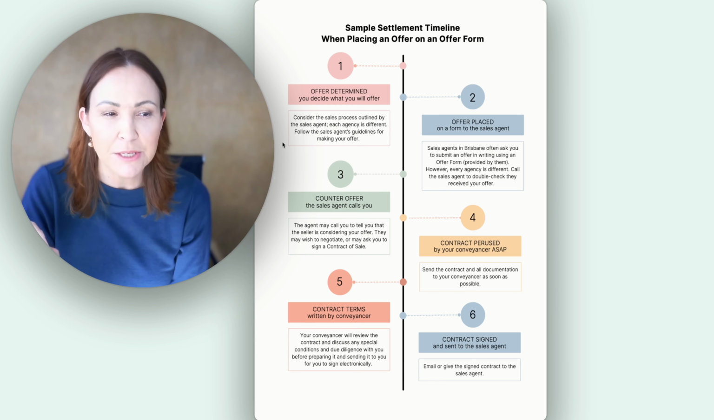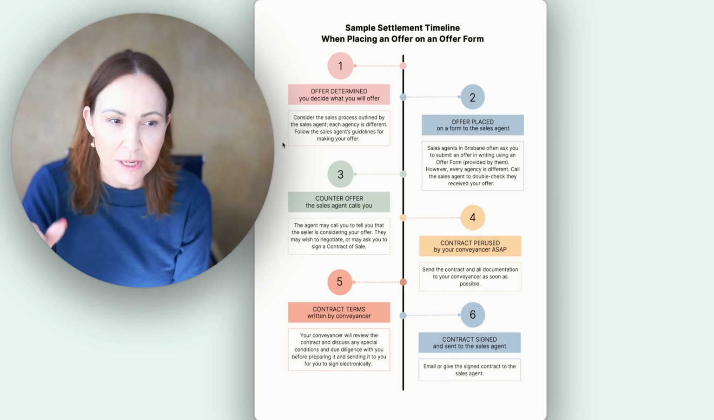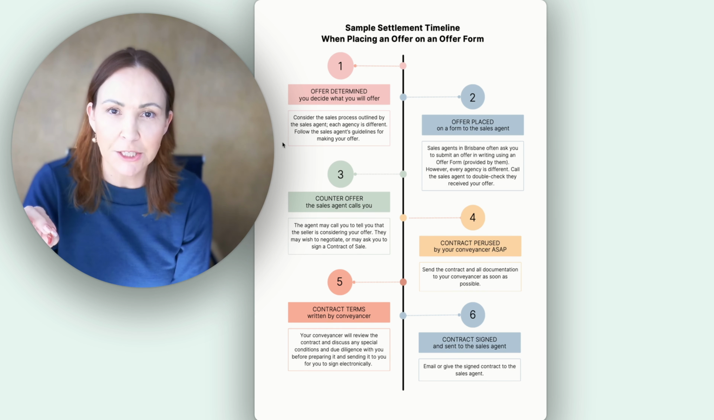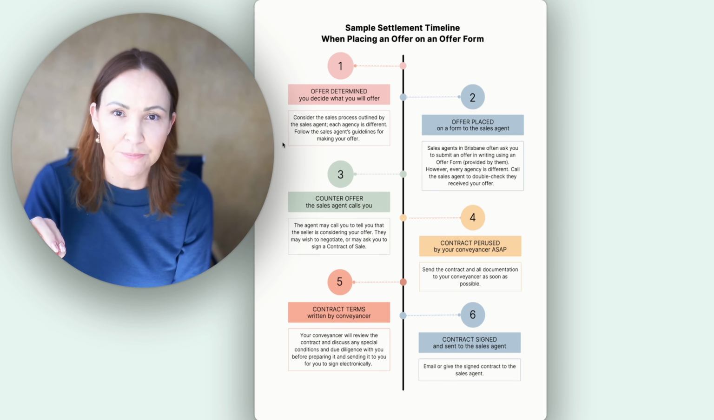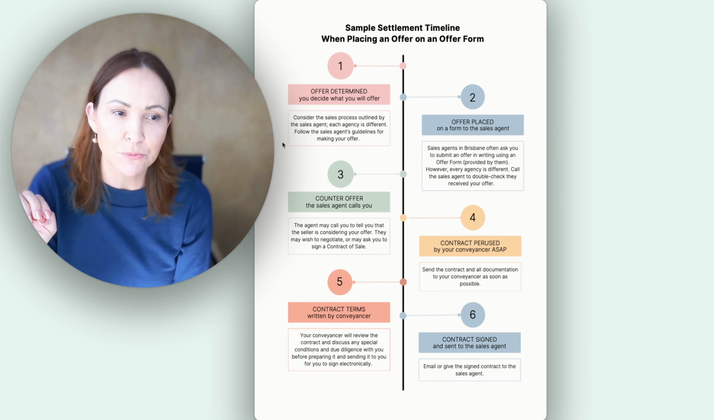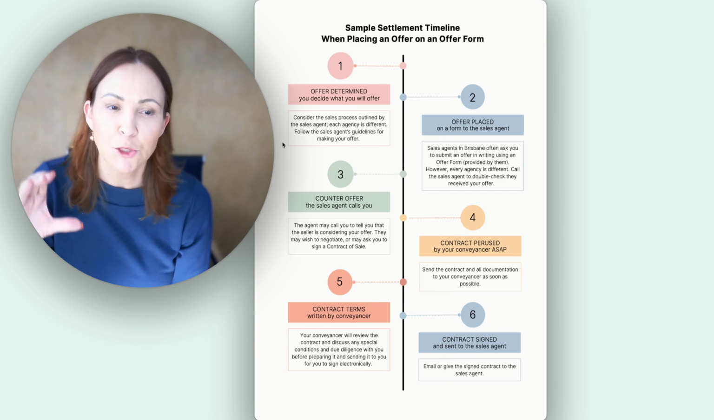Consider the sales process outlined by the sales agent. Each agency is different, and follow the sales agent's guidelines for making your offer. Number 2, so you determine your offer. You place the offer on a form to the sales agent.